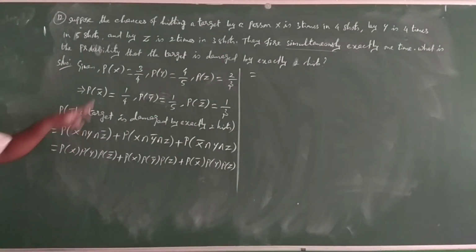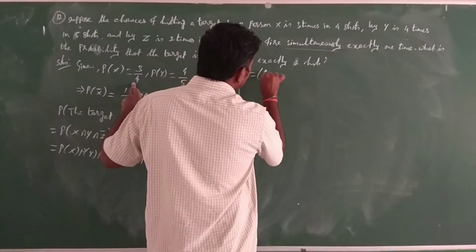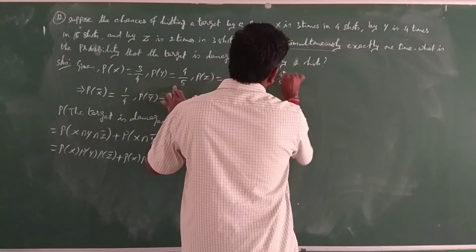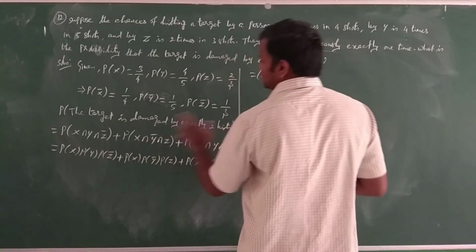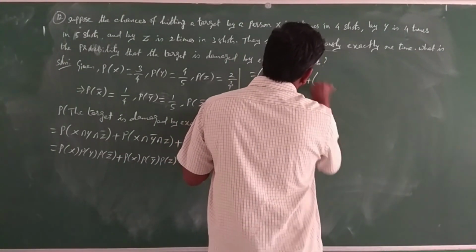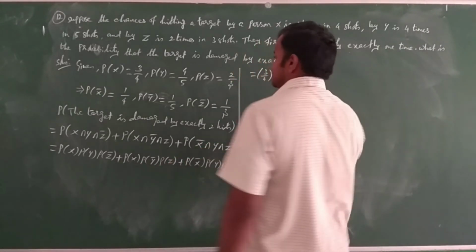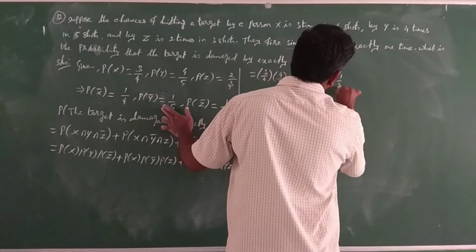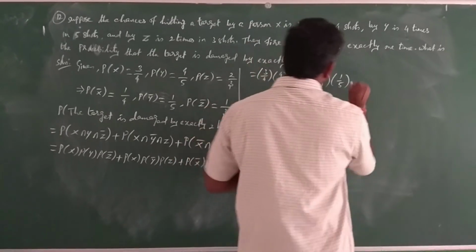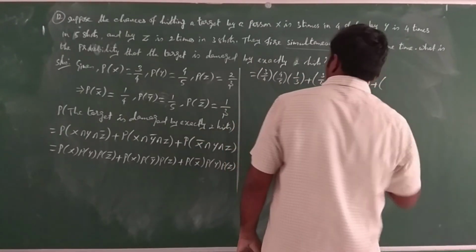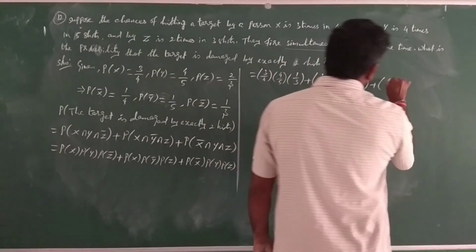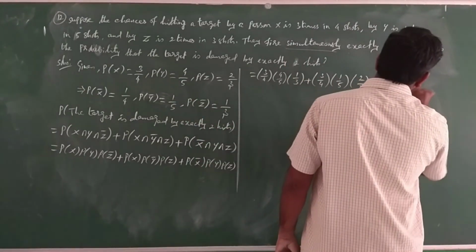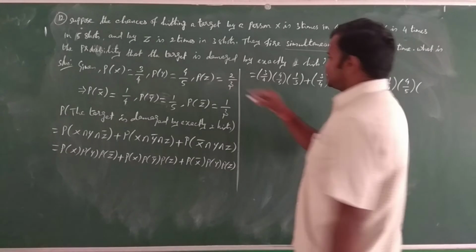P of x, all values are there. P of x is 3/4, P of y is 4/5, and P of z bar is 1/3, plus again P of x is 3/4, P of y bar is 1/5, P of z is 2/3, plus P of x bar is 1/4, P of y is 4/5, P of z is 2/3.